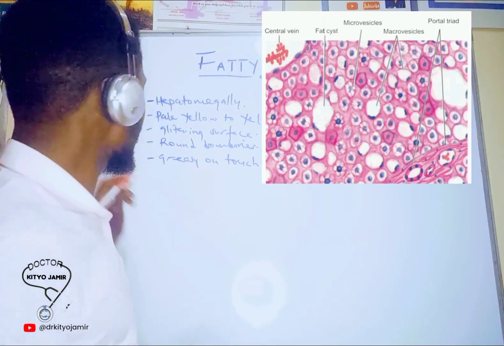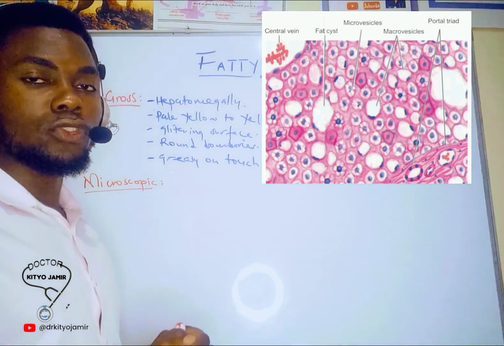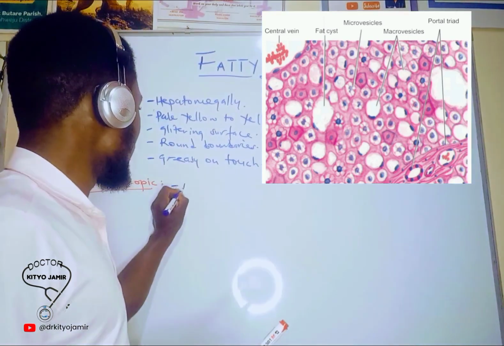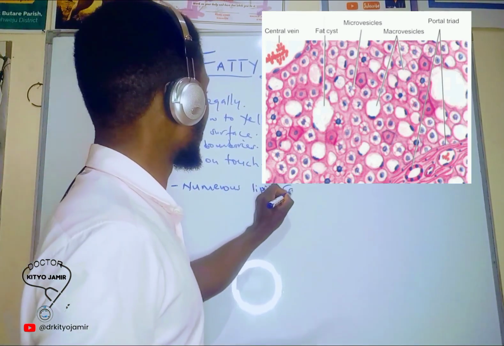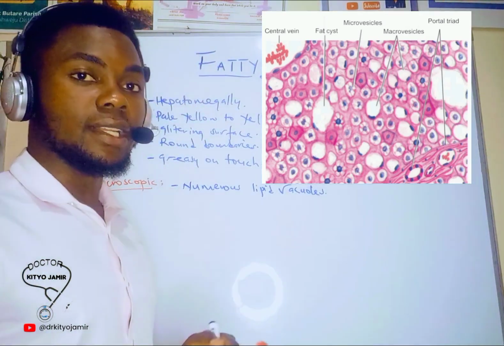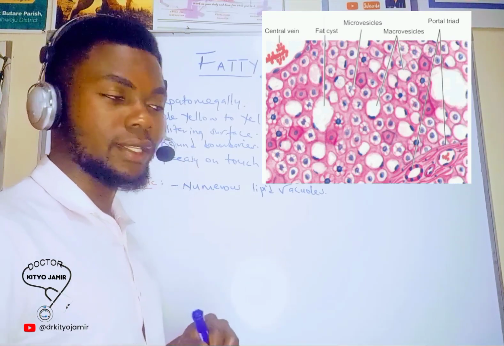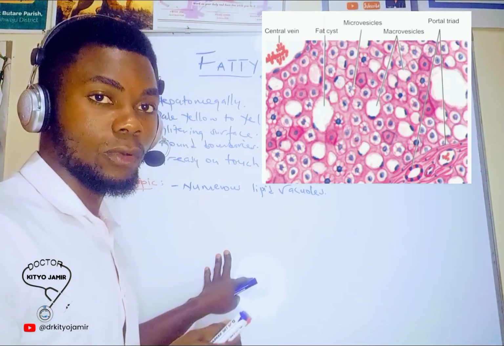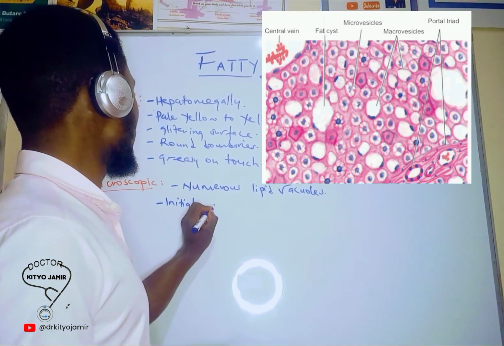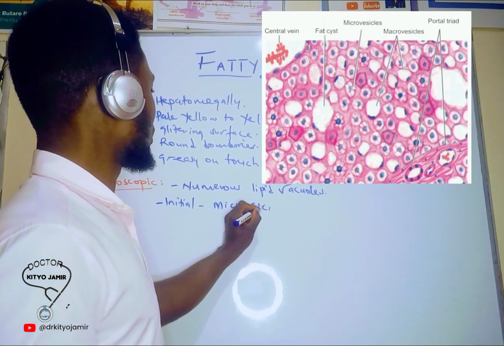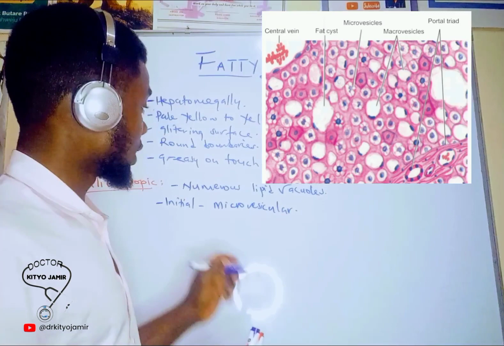Then when we look at microscopic features under the microscope, one, we are going to have numerous lipid vacuoles, and these vacuoles are going to be non-staining in eosin and hematoxylin stain, and the reason is going to be due to dissolution of these lipids in the alcohol. Then in the initial stage of fatty liver, we are going to have microvesicular. This one means that we are going to have small vacuoles surrounding the nucleus, small lipid vacuoles surrounding the nucleus.